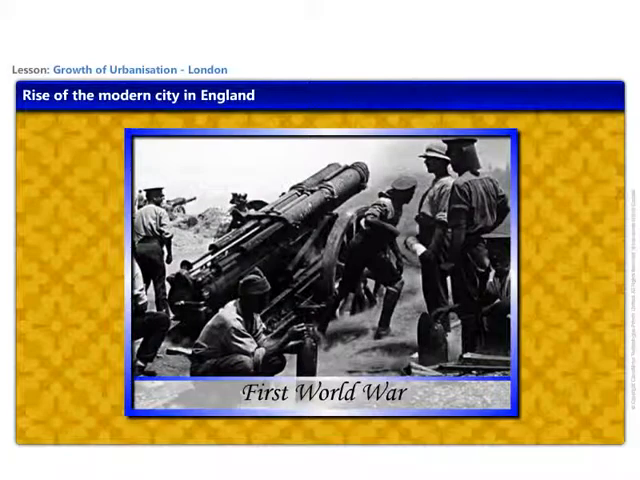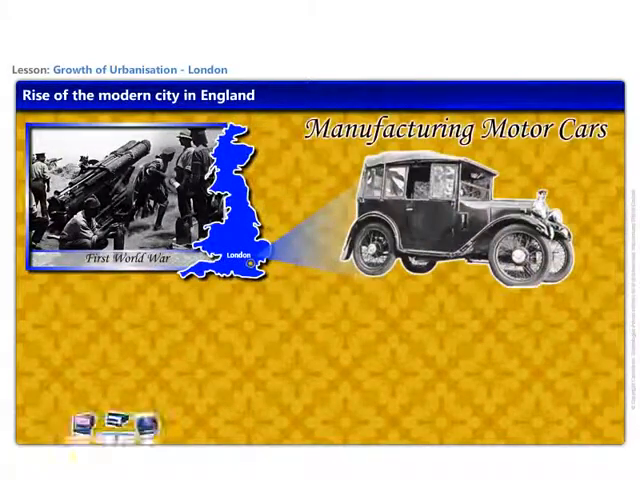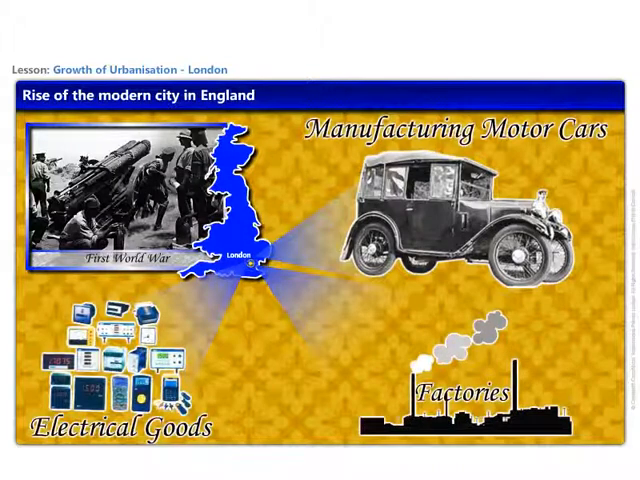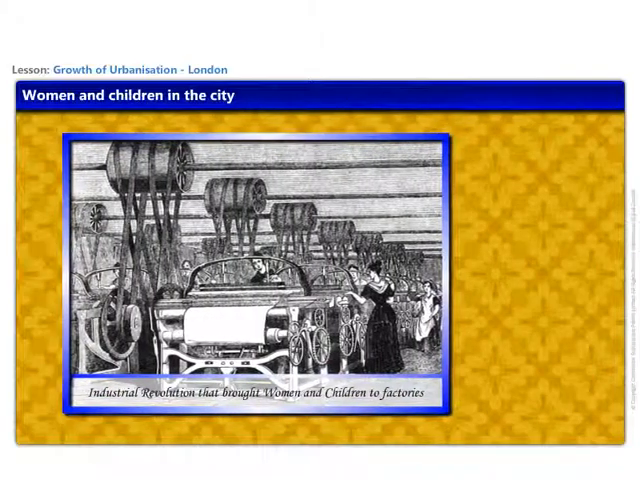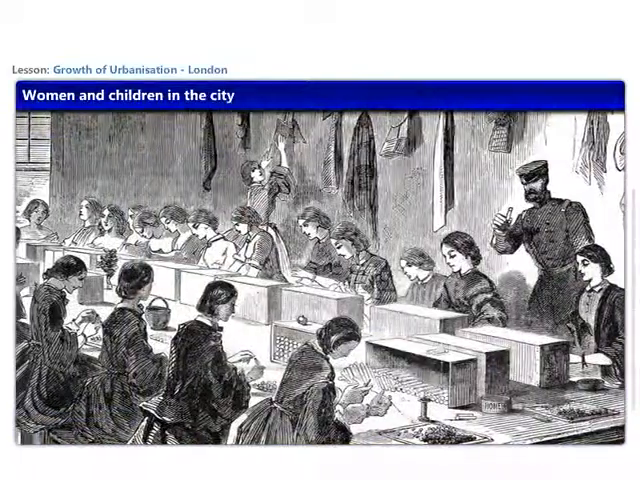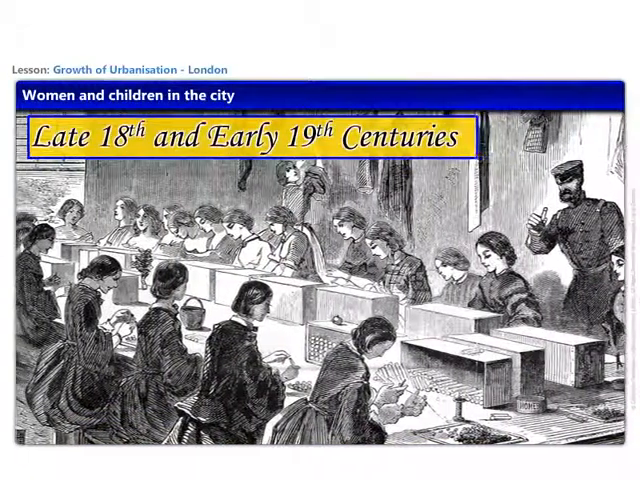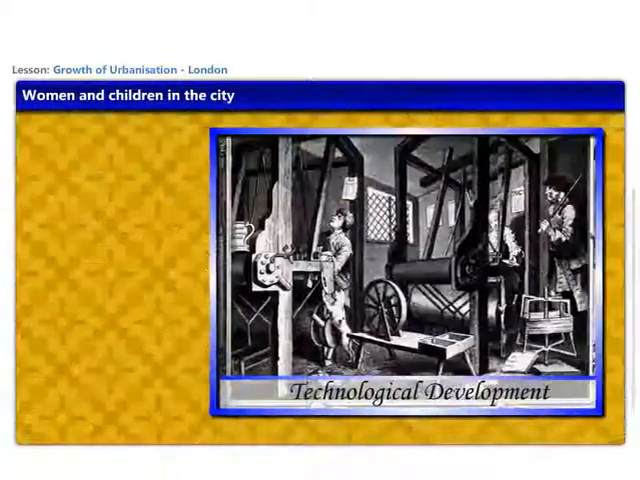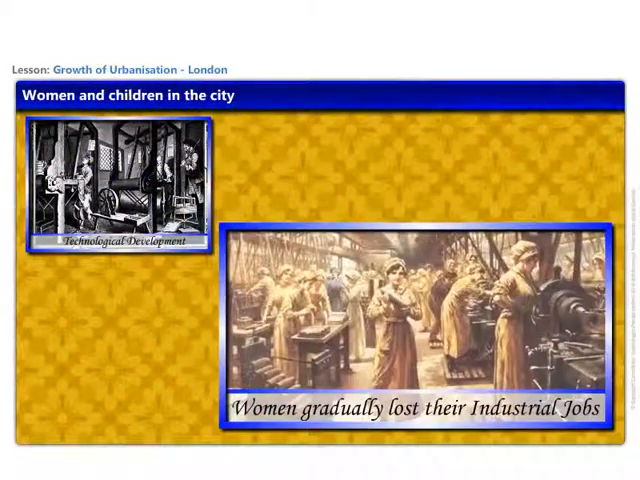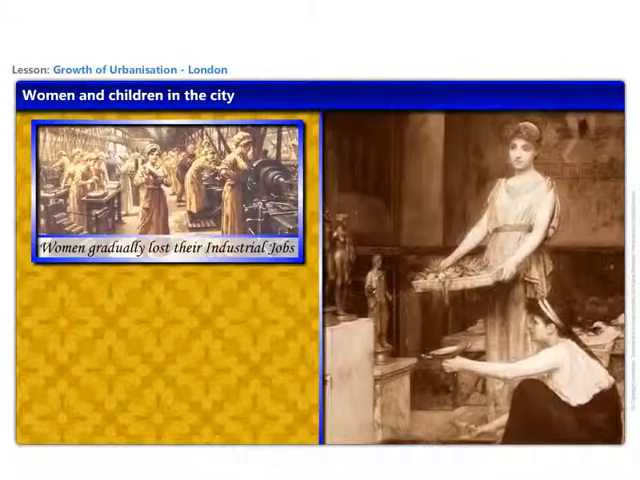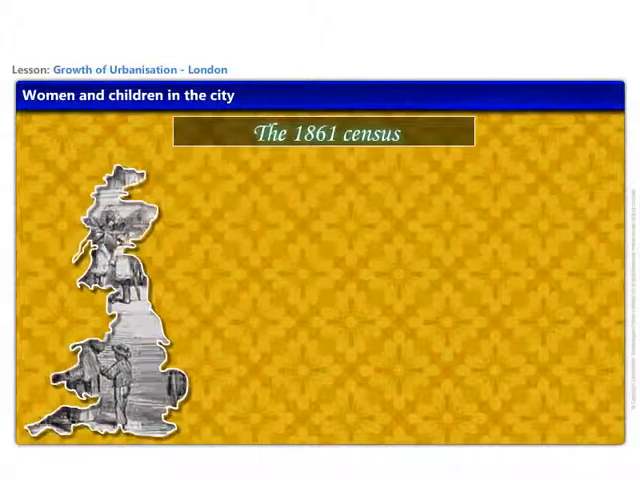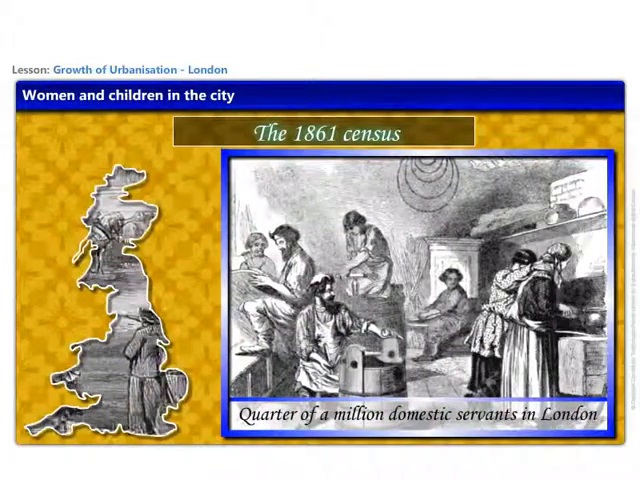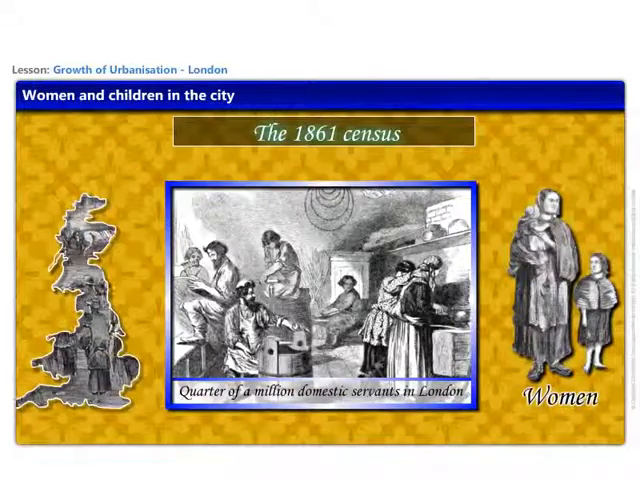During the First World War, London began manufacturing motor cars and electrical goods, and factories accounted for one-third of all jobs in the city. Recall from Industrial Revolution that brought women and children to factories. Factories employed large numbers of women in the late 18th and early 19th centuries. With technological developments, women gradually lost their industrial jobs and were forced to work within households. The 1861 census recorded 250,000 domestic servants in London, of whom the vast majority were women.